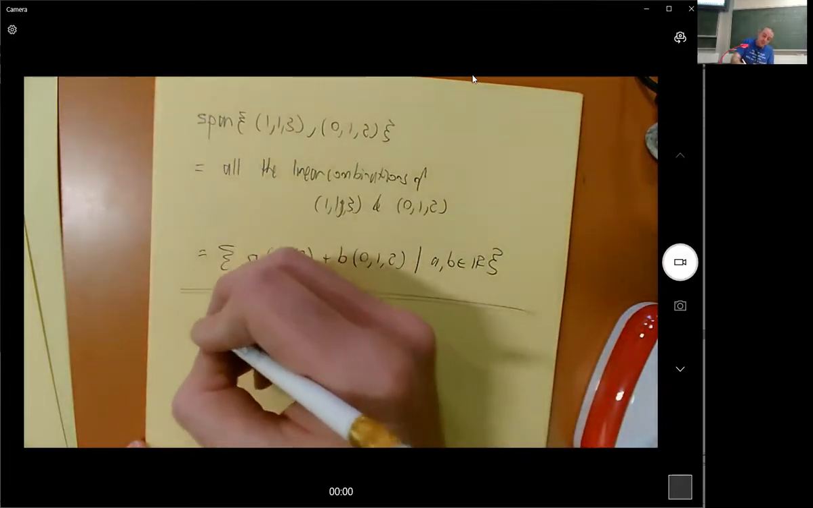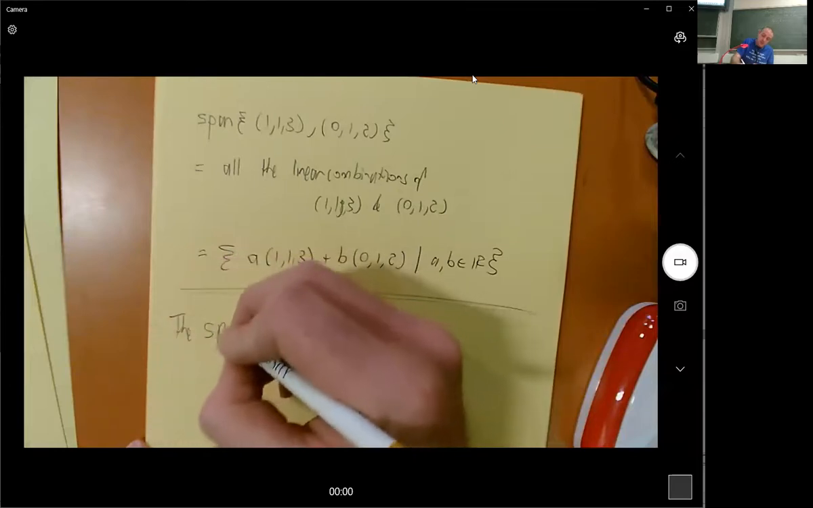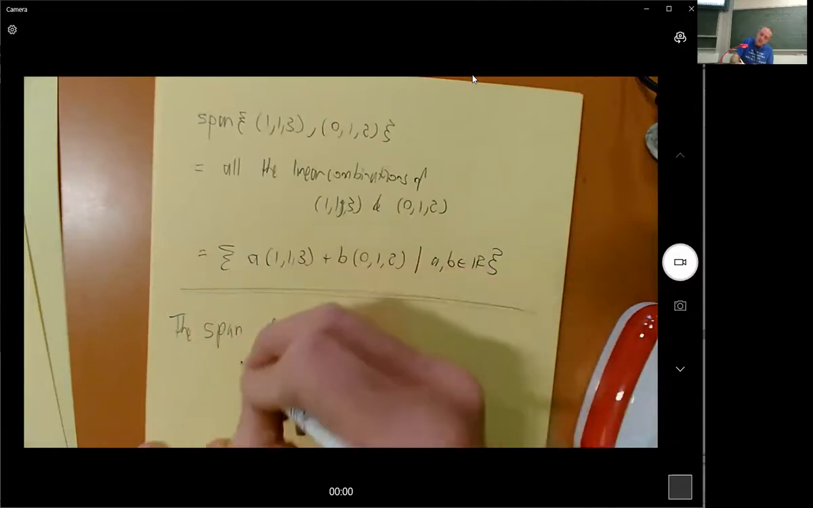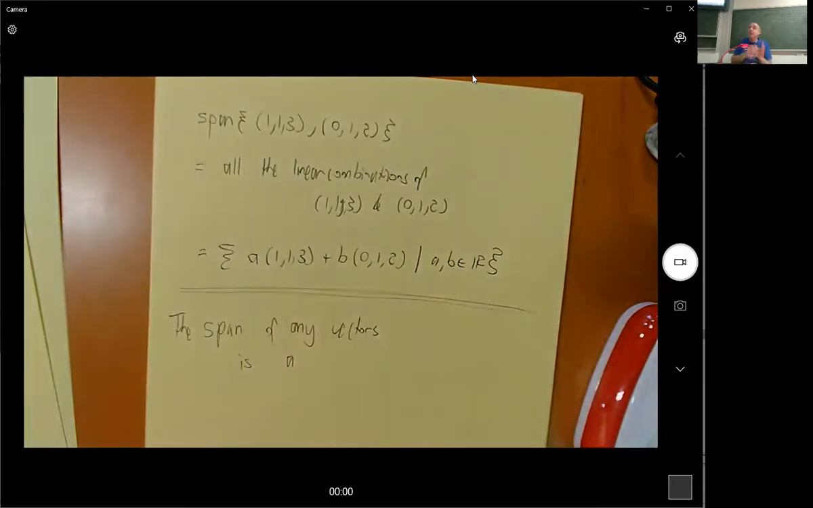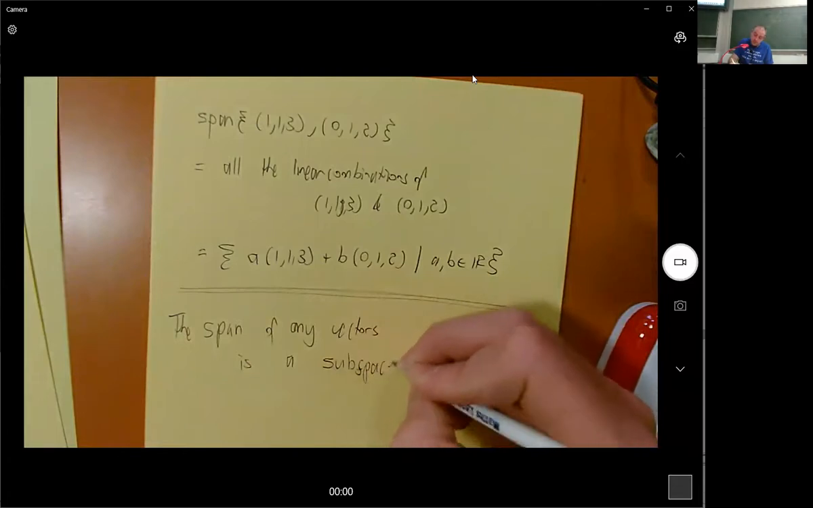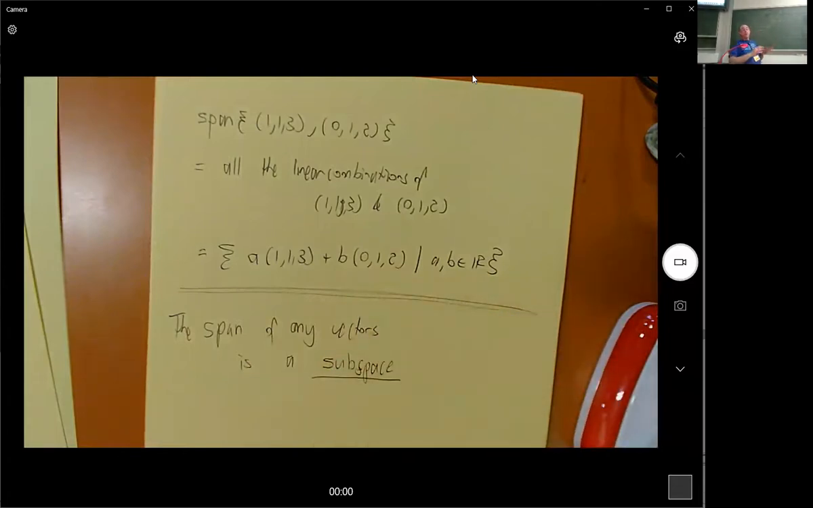So the span of any vectors at all is not just a set, it's definitely a set. It's not just any set, it's a subspace. And that's our classic subspace, a span. So the point of a subspace is it's completely self-contained when you do addition and scalar multiplication. So when you take some things that are already in a subspace and you do a linear combination, then the answer that you produce is still in the subspace. It's impossible to escape by doing linear combinations.